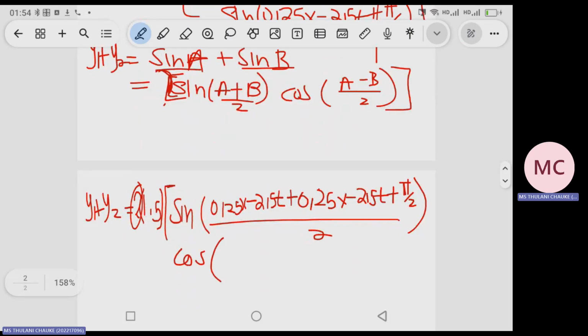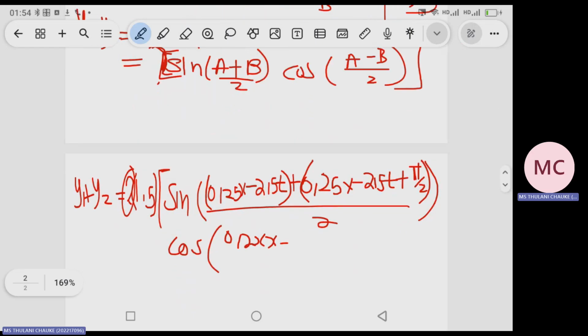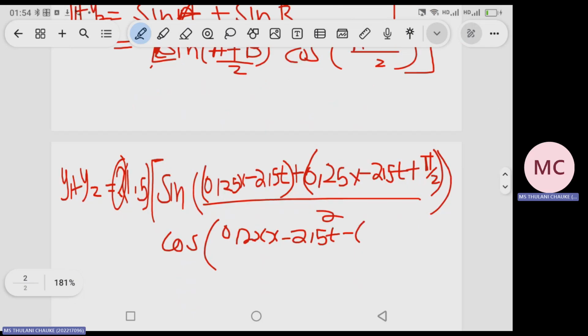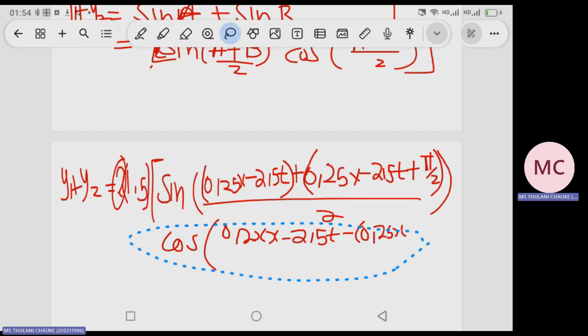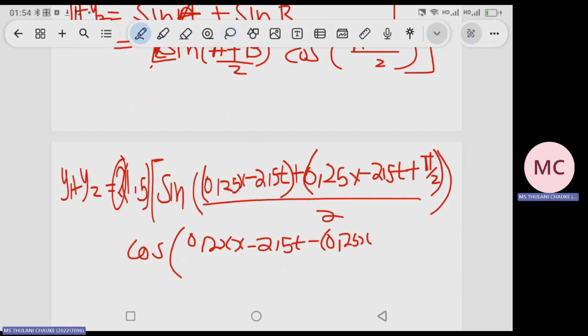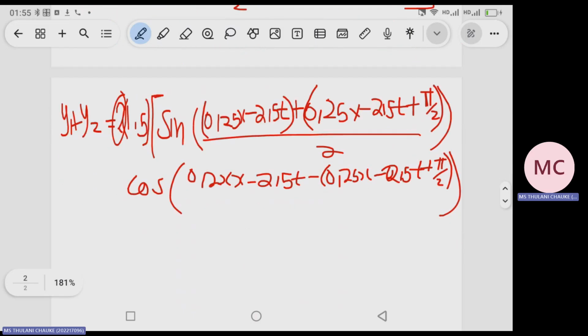Now we have the cosine, so we must subtract. Now we'll take this one and subtract it with this one, 0.25x minus 2.5t minus 0.25x minus 2.5t plus pi over 2. Then 2 times 1.5 will give us 3.